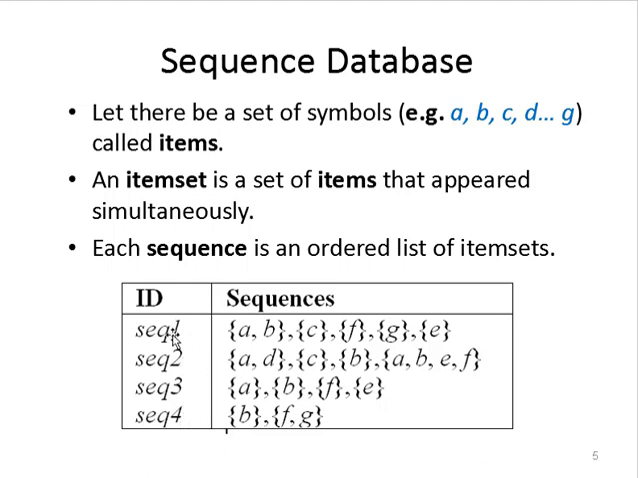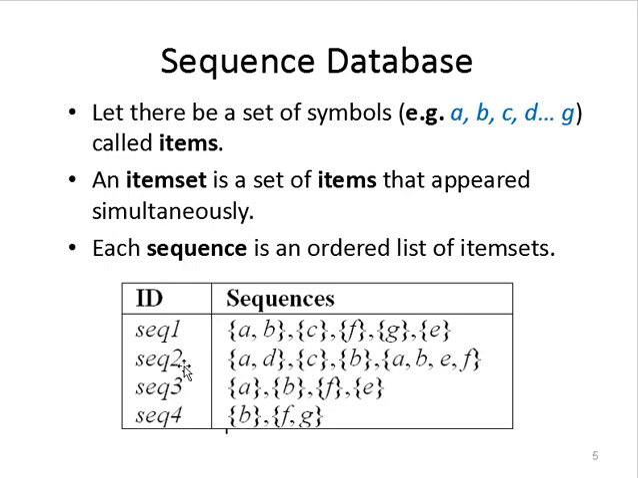And the first sequence, let's look at sequence 1. It contains the item set AB. That means A and B appear at the same time. Then it was followed by C after. Then after there was the symbol F or event F, followed by G, and followed by E, and so on.